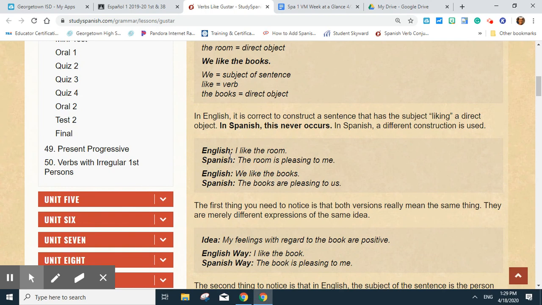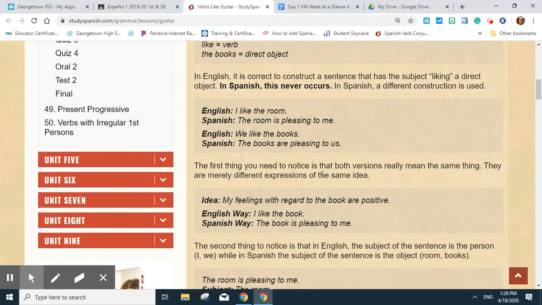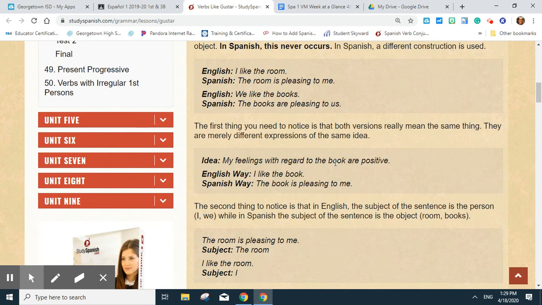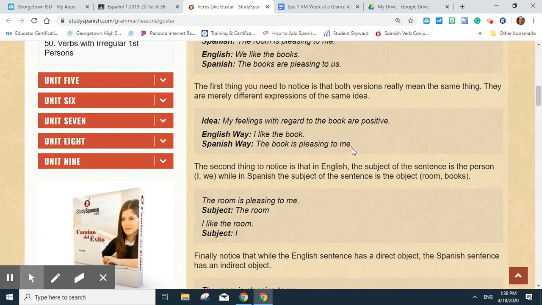In English, I like the room. In Spanish, the room is pleasing to me. In English, you say we like the books. In Spanish, the books are pleasing to me. So the first thing you need to notice is that both versions really mean the same thing. They are merely different expressions of the same idea. What's the idea? My feelings with regards to the books are positive. The English way: I like the books. The Spanish way: the books are pleasing to me.